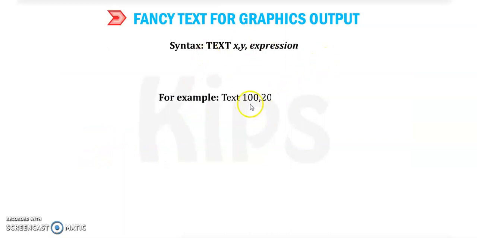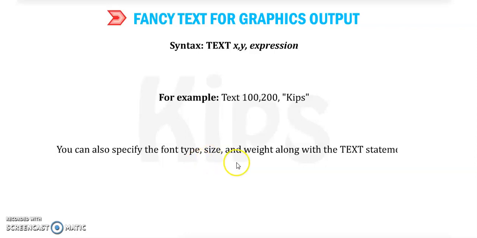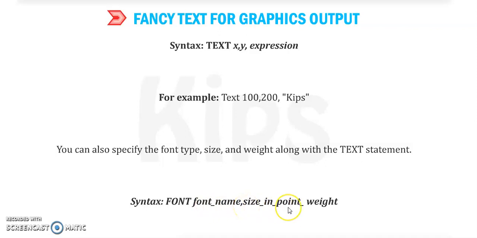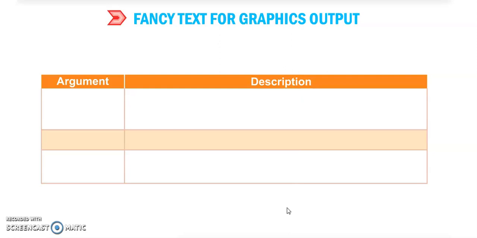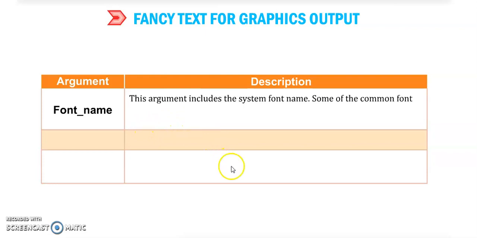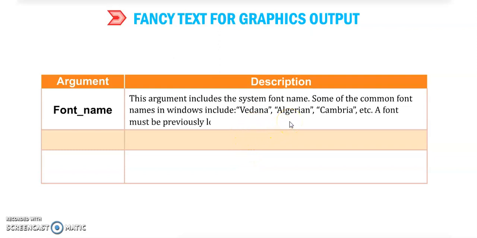For example, text 100, 200, and we have to write KIPS. Okay, whatever word you have to write, you write that word in double quotes. You can also specify the font type, size, and weight along with the text statement like this: font, font name, size in points, and weight. Now there is another argument: font name. This argument includes the system font name. Some of the common font names in Windows include Verdana, Algerian, Candara, etc.